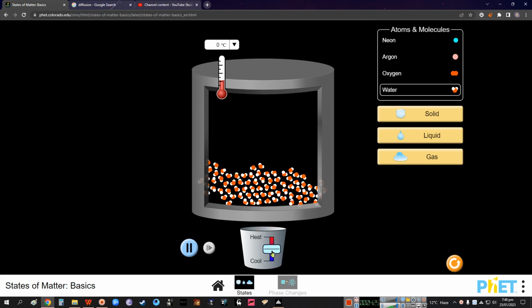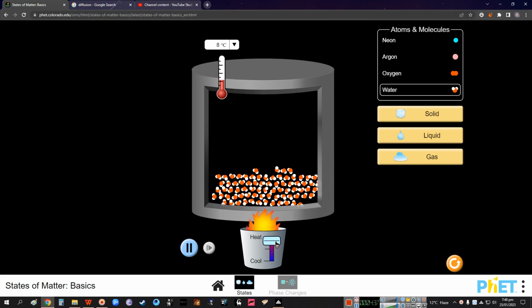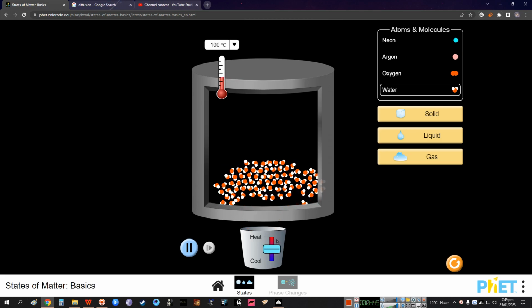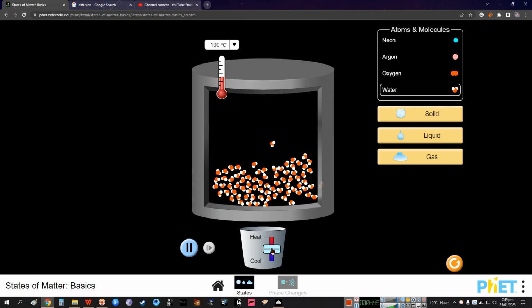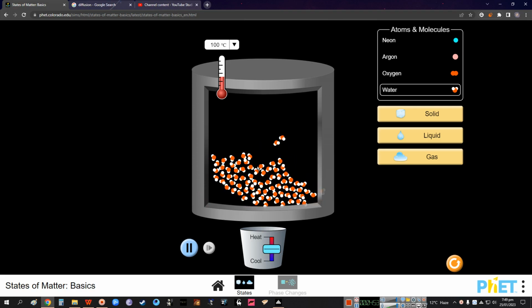If I increase the temperature, now it's melting. As you can see, some of these particles are moving, leaving their position. That shows that this is no more a solid but a liquid. And if I keep on increasing, it will turn into a gas, right? And we do know that water boils at 100 degrees Celsius. So at 100, the particles are nearly ready to escape the surface and become gas. As you can see, some of these particles are no longer being pulled down.